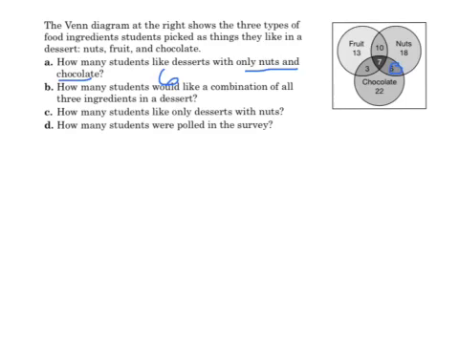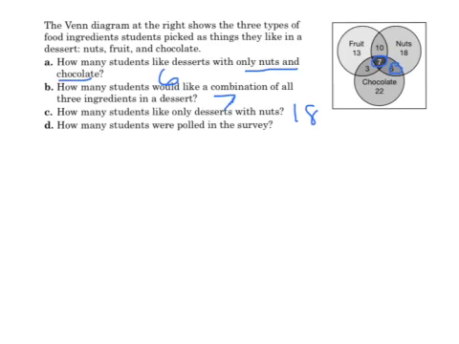How many students would like a combination of all 3 ingredients? That's going to be that innermost overlapping section. You'll see how that 7 is a part of the fruits, part of the nuts, and part of the chocolate. So 7 prefer all 3. How many students like only desserts with nuts? So only nuts, nothing else. That would be 18.